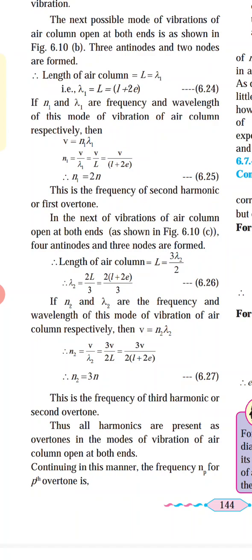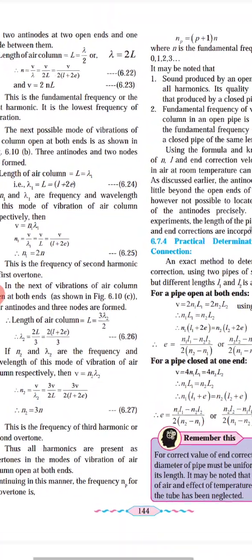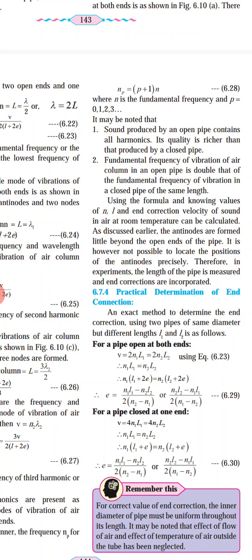If you notice this, N1 is equal to 2N, N2 is equal to 3N, the frequency of third harmonic, second overtone. So all harmonics are present as overtones in the mode of vibration of air column open at both the ends. Continuing in this manner, the frequency of the pth overtone is Np equal to (P plus 1) into N, where N is the fundamental frequency and P equals 0, 1, 2, 3. It may be noted that sound produced by an open pipe contains all harmonics. Its quality is richer than that produced by a closed pipe.